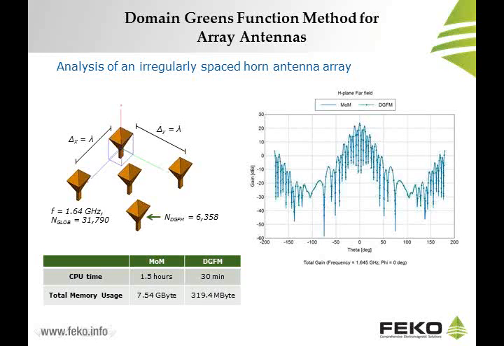We call it the domain Green's function method, DGFM, and you see already for that simple example with only 5 elements in the array, we are able to reduce the runtime from 1.5 hours to half an hour, and in particular the saving is evident in the memory from about 7.5 gigabyte down to 320 megabytes.